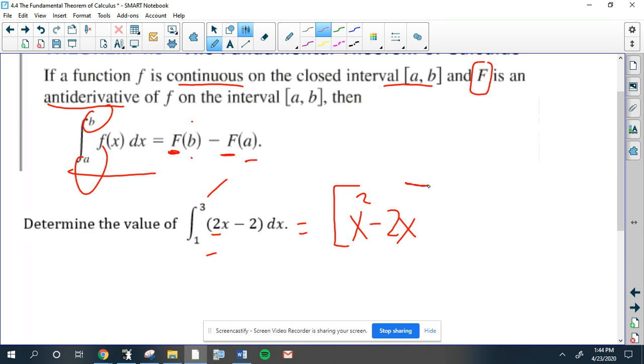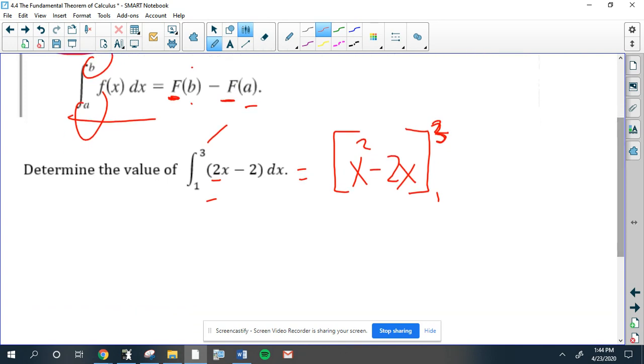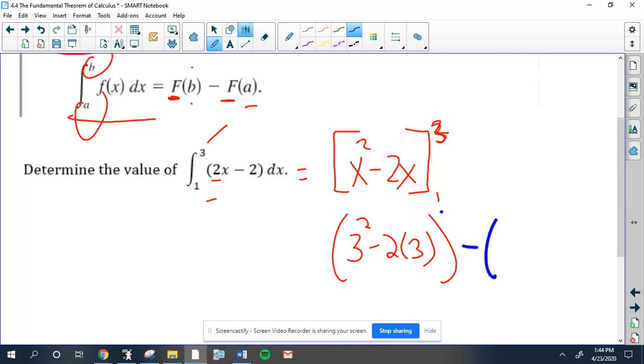When you take the antiderivative, we'll put it in brackets, rewrite our limits now on the right side of the brackets. That's a 3. And then this always means plug the top limit in first, so right into this function. And then minus, plug the bottom limit into this function.